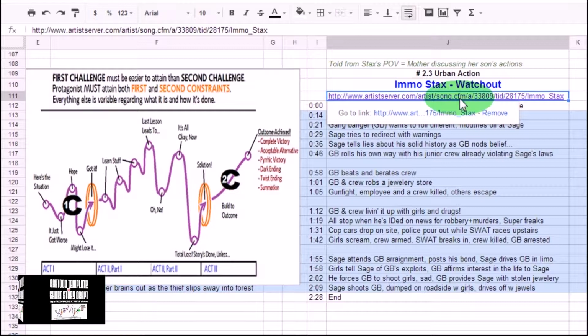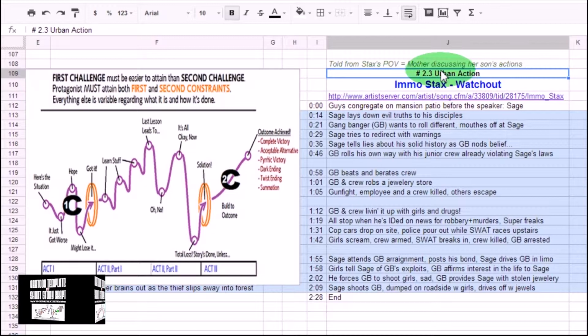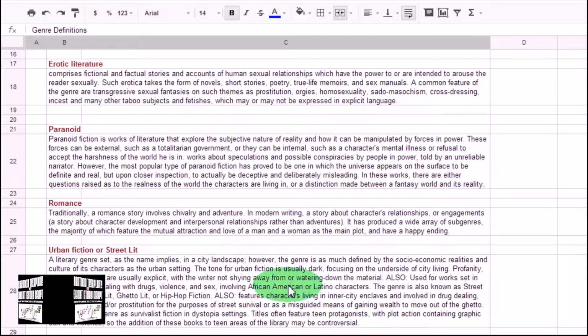The double genre selected was urban action. Action I'm familiar with, but urban I had to do a little homework on. Urban fiction is set in the city landscape. It's largely defined by socioeconomic realities. Profanity, sex, and violence are usually explicit, nothing shied away from.